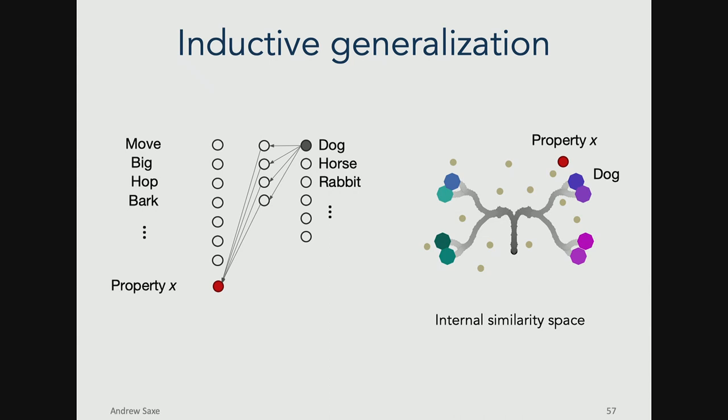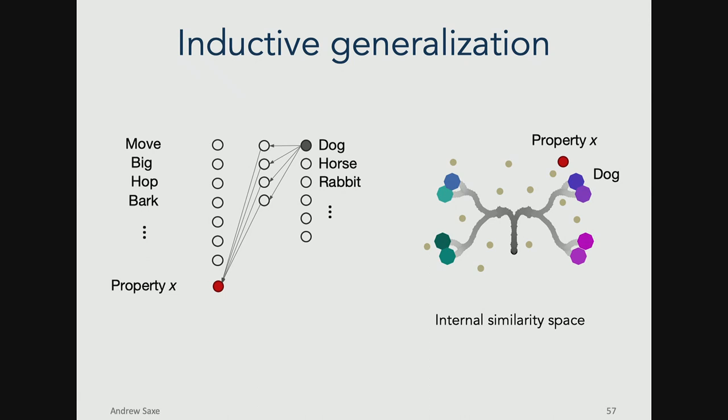And the way that this network will do this problem, if you essentially add this new property and just train the network with gradient descent on these weights, then it will embed it into its current representational space nearby the item, right? So property X will be placed nearby the dog item in the internal similarity space of this network. And you will generalize then to these other items in proportion to their distance to this novel property that you've embedded.